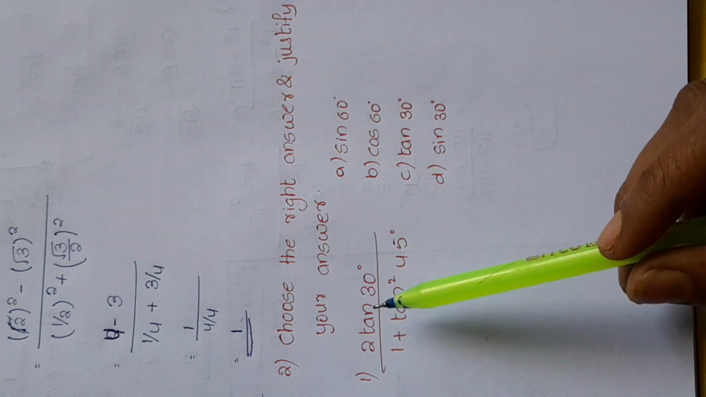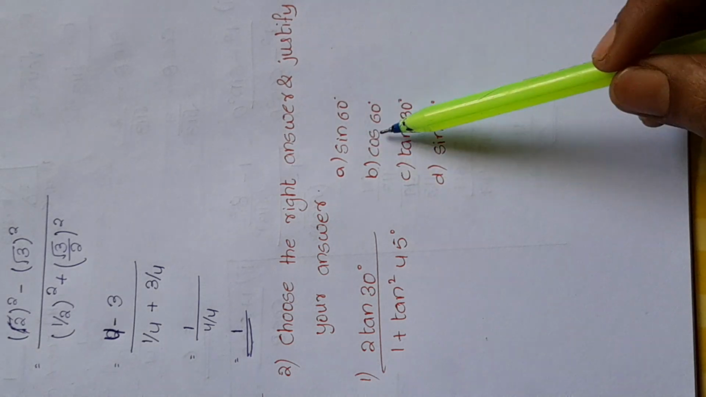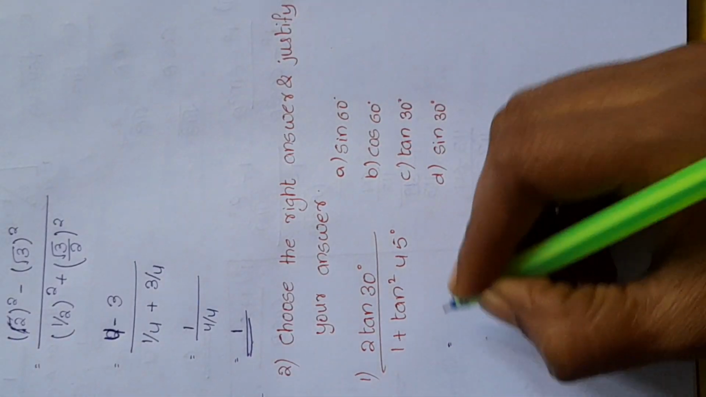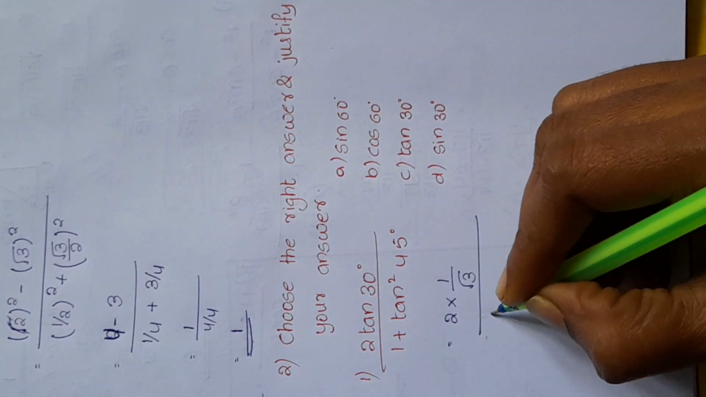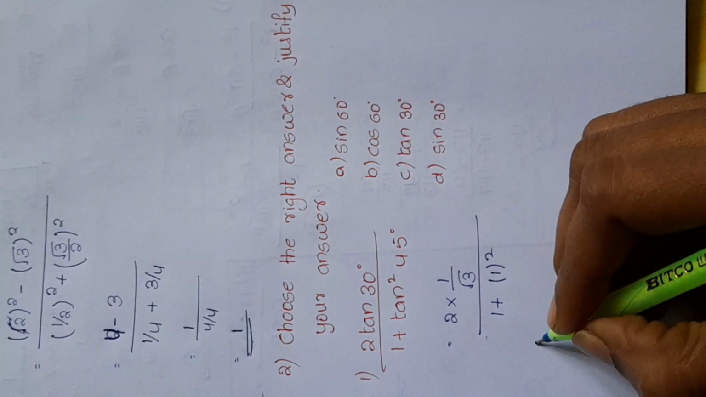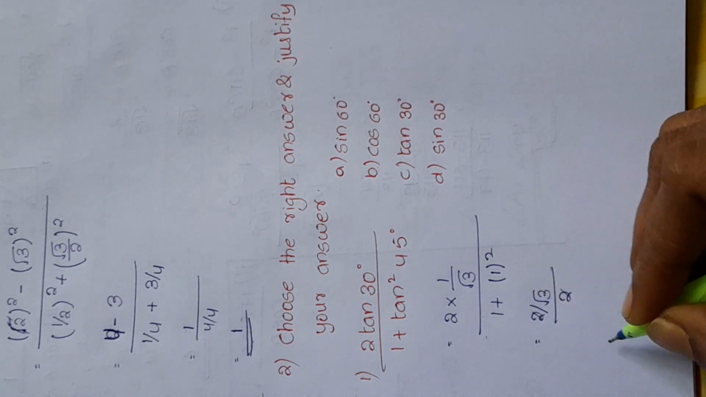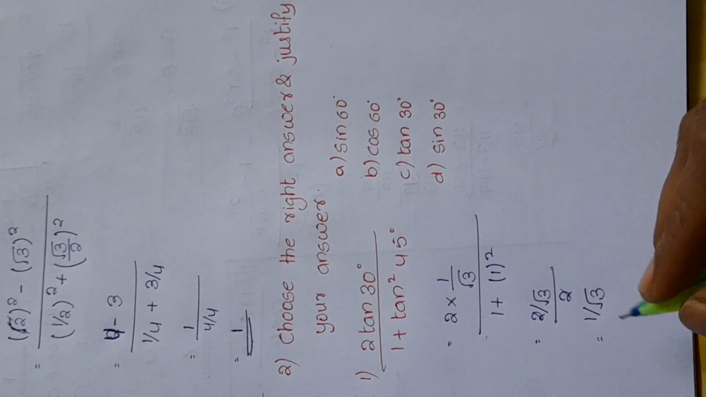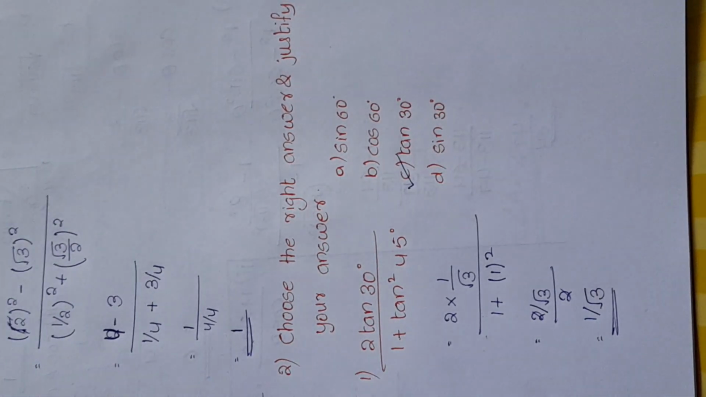Second question is choose the right answer and justify your answer. First one, 2 tan 30 degrees by 1 plus tan square 45 degrees. The options given are sin 60, cos 60, tan 30 and sin 30. Let us substitute the values. 2 into tan 30 value is 1 by root 3 by 1 plus tan 45 degrees value is 1 whole square. So 2 by root 3 by 2. 2 and 2 gets cancelled. So 1 by root 3. 1 by root 3 is the tan 30 value. So the answer is tan 30 degrees.